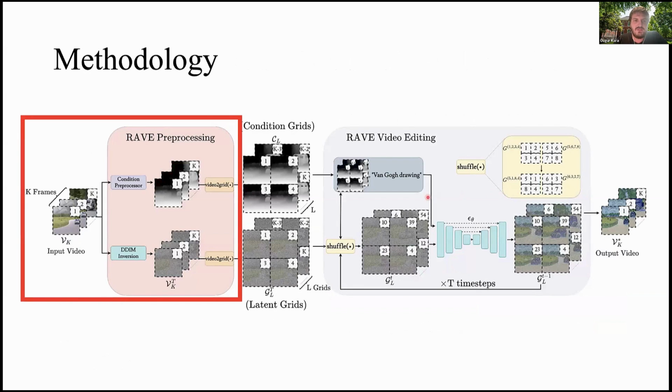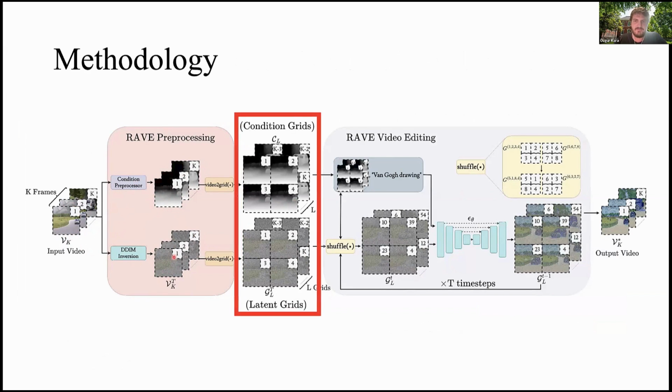So what we basically do is that we take an input video, and it starts with pre-processing the input video by obtaining the relevant conditions, the depth maps in our case, and the DDIM inversions, the noise correspondences of each frame independently. Then the grid structure is formed for the pre-processed videos, the condition grids and the latent grids. So we just convert this video into a format that includes a set of grids.